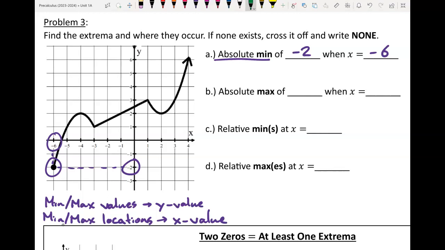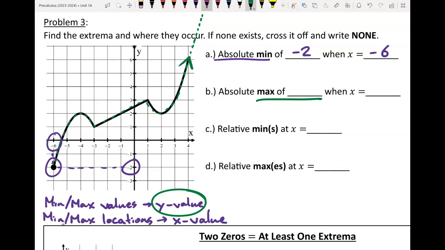Our absolute max. All right, so as we travel along our graph, do we ever reach a highest point? And the answer to that is no, we do not reach a high point. This graph, as we can see, is increasing forever, increasing without bound. It is actually going to infinity. And infinity is not a number. I can't cap it off. I can't say, oh, my max value is infinity, because infinity is not a number. Remember, a max value has to be a y value, and infinity really isn't a number.